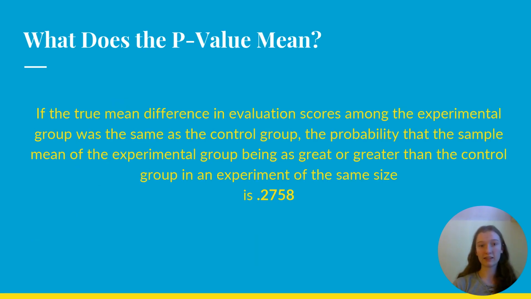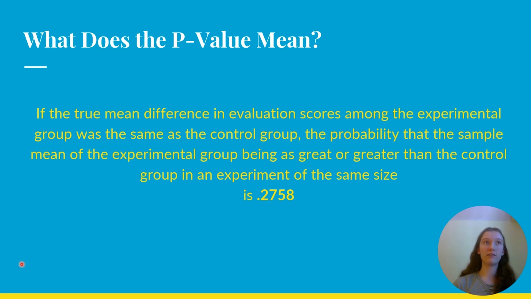Essentially, this means that the mean difference, meaning the growth, their true mean growth in their evaluations among the experimental group and the control group, were the same. If they were the same, then the probability that a sample of this size being as great or greater than the control group is 0.2758. So essentially, this result has a 27.58% chance of occurring, which in statistics is not considered significant.